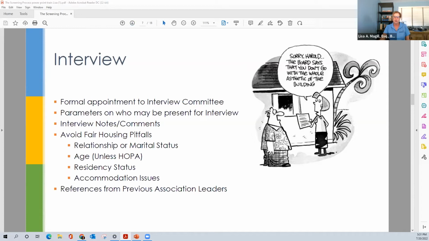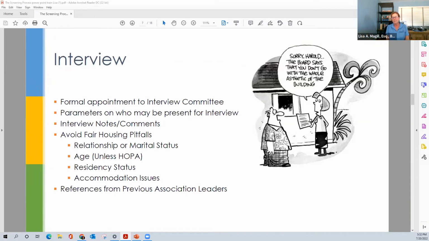Some associations do have a formal appointment to the interview committee. It's nice if you have a screening committee or an interview committee. It is nice to have some kind of documentation reflecting that you appointed those persons, because in the event there is a claim, worst case scenario, you want to be able to show your insurance carrier that these persons are authorized committee members and therefore are covered under the blanket of the client or the insured when it comes to claims.